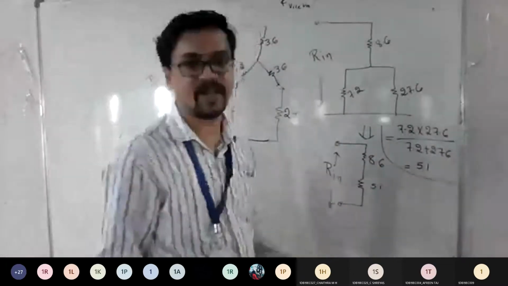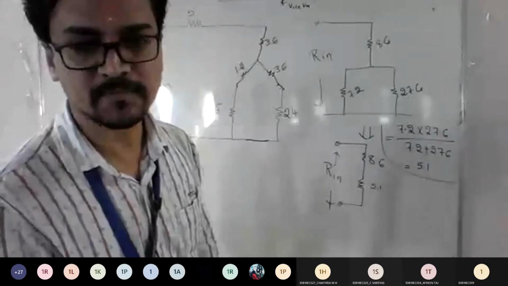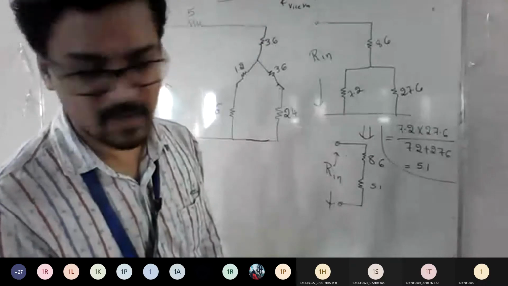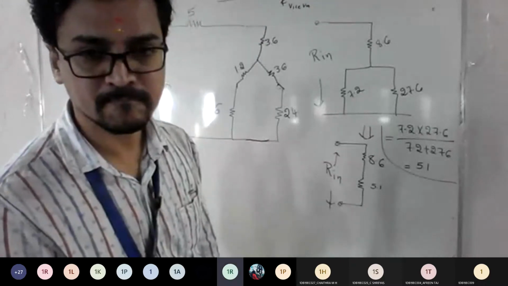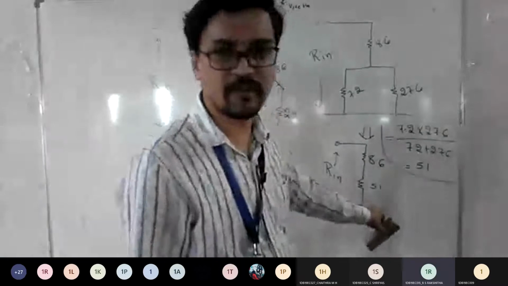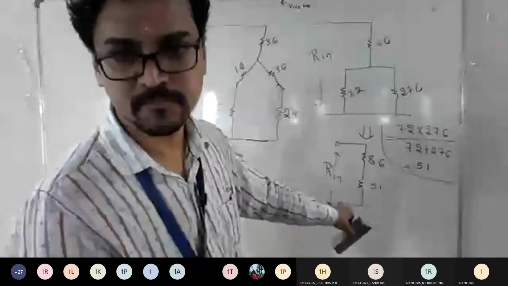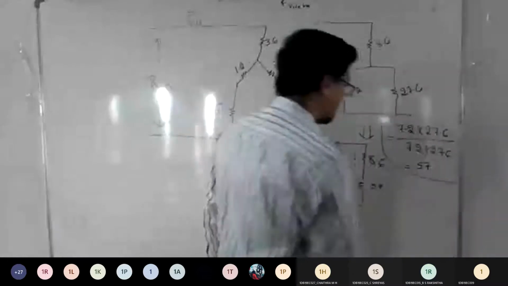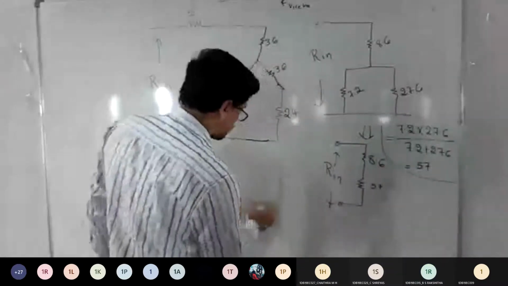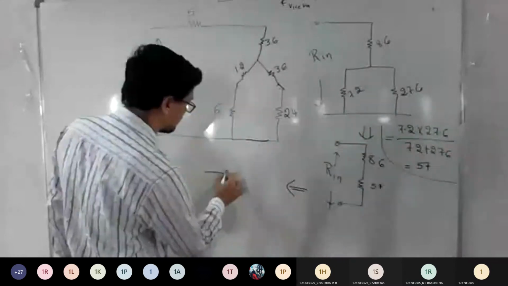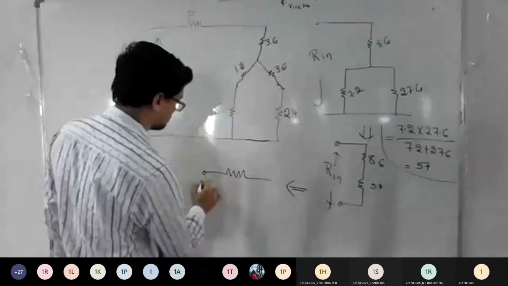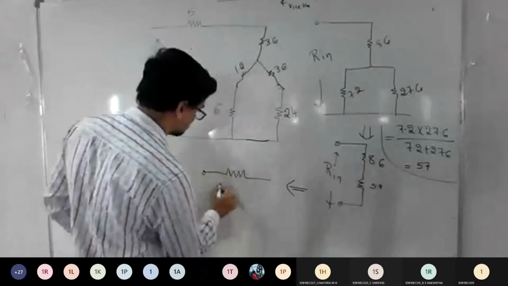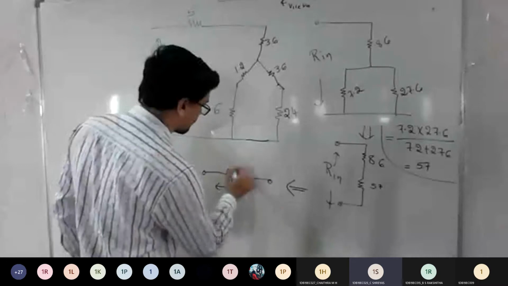So now this 5.1 and 8.6 are in series or parallel? Series. Is it 5.1 or 5.7? Is it 5.1 only? 5.7. Okay. So now again these two become series, right? So I can write the equivalent of this as one resistor. What's the answer now? What's the answer here? 14.31, sir.